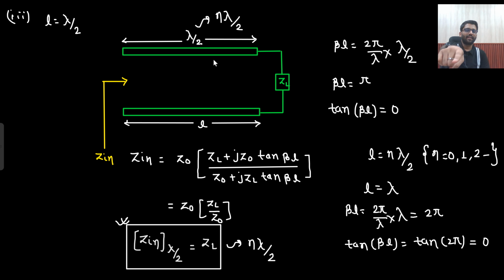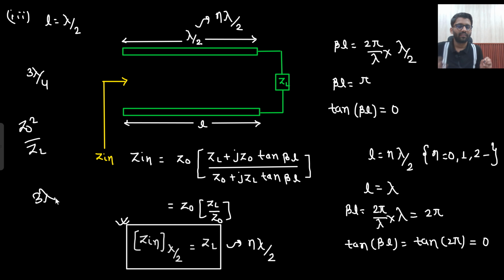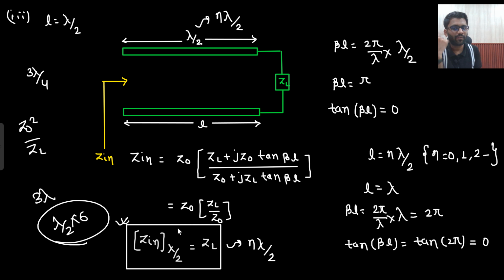If this length was lambda, then what will be the input impedance? ZL. If this length was 3 lambda by 4, then what will be the input impedance? Z0 square by ZL. If this length was 3 lambda, then what would be the input impedance? Because this is a multiple of lambda by 2 only. 3 lambda is a multiple of lambda by 2 only. So what will be the input impedance? ZL only.